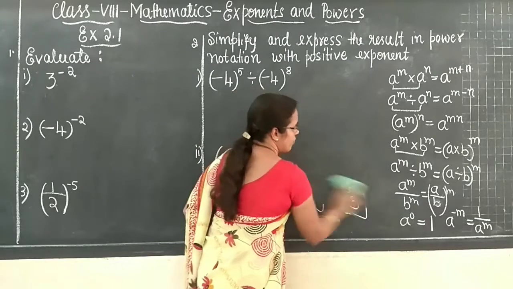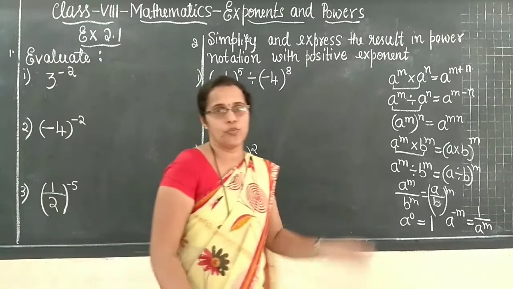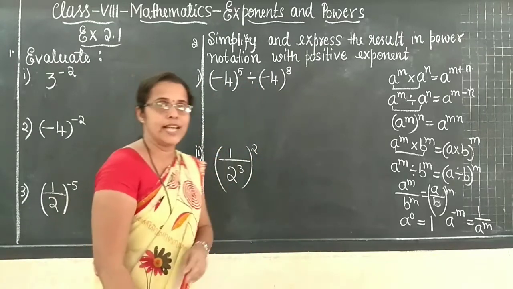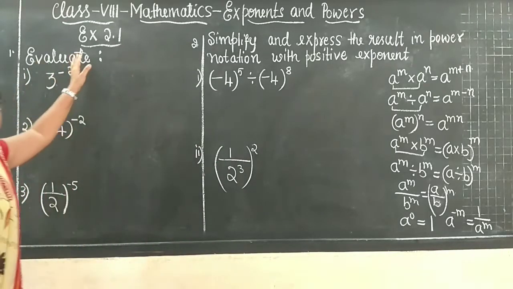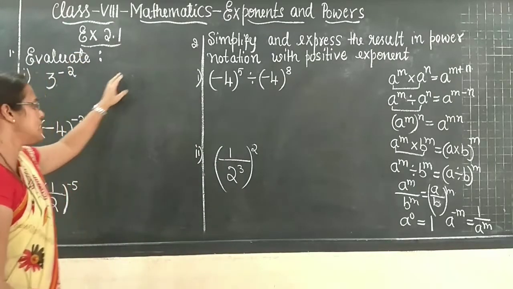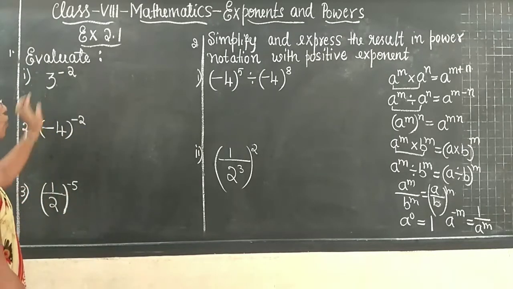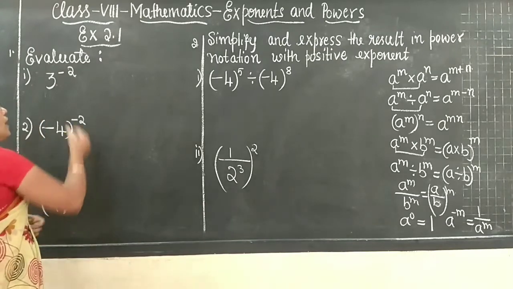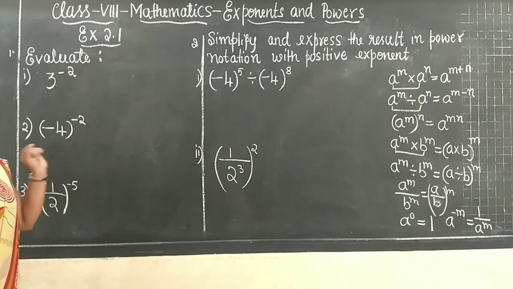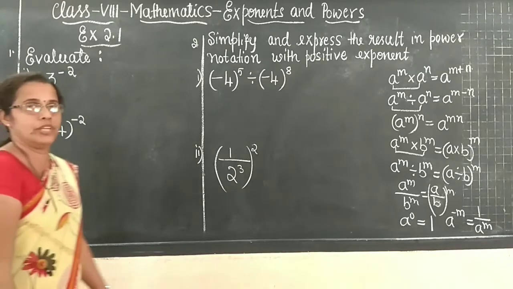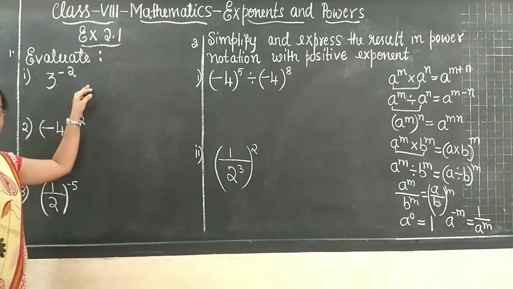Okay, children. So now, after recalling this formula, let us do this exercise problem using that knowledge. Now see here, exercise number 2.1. Evaluate, that is, find the value of this. How to find the value of this? 3 to the power minus 2. Just now I said, if there is a negative power, you cannot do the calculation. For that, how do we bring it to a positive power?